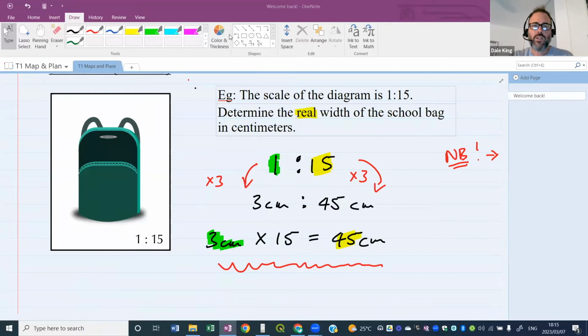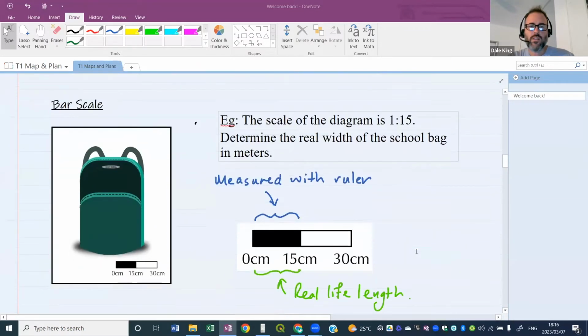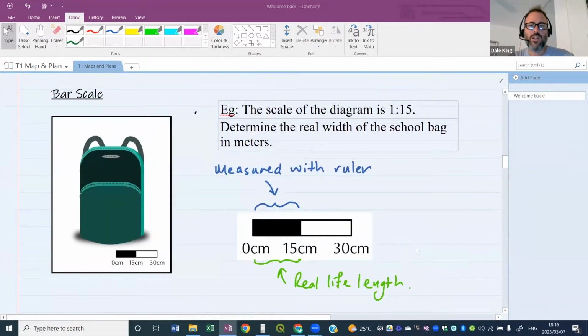All right, fraction scale. Not really. They don't really use fraction scales that much. Number scale. There is a type of scale called a number scale. This one here, the ratio one, is often referred to as a number scale. Okay, very good.